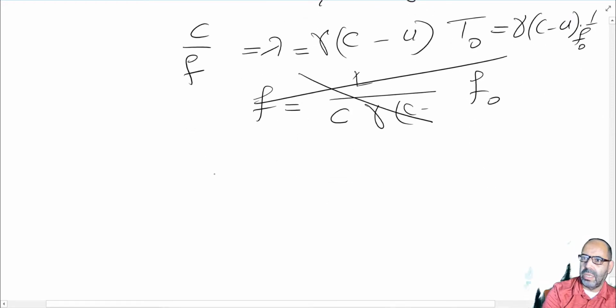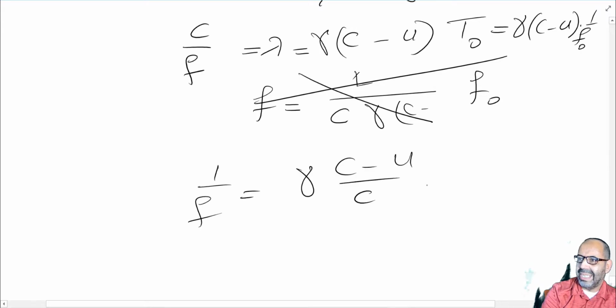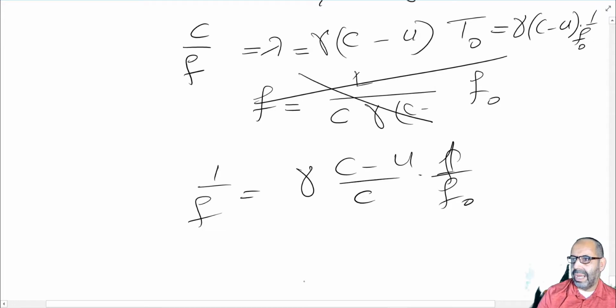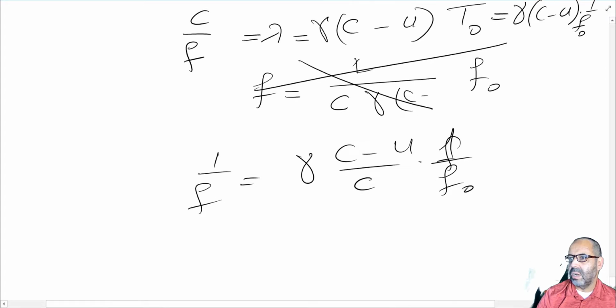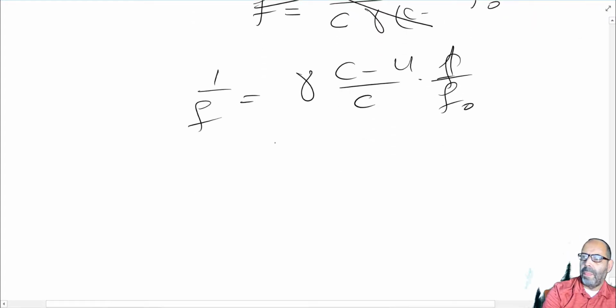So this expression says that 1 over f is equal to gamma times (c minus u) over c times f naught. I'm sorry, because this has to be exactly non-dimensional: this is in 1 over hertz and this is 1 over hertz, this is in seconds, that's in seconds, so this thing must be dimensionless, and gamma is dimensionless, so this thing also must be speed over speed, which is fine. So we're good. Now we can flip things if you want to.